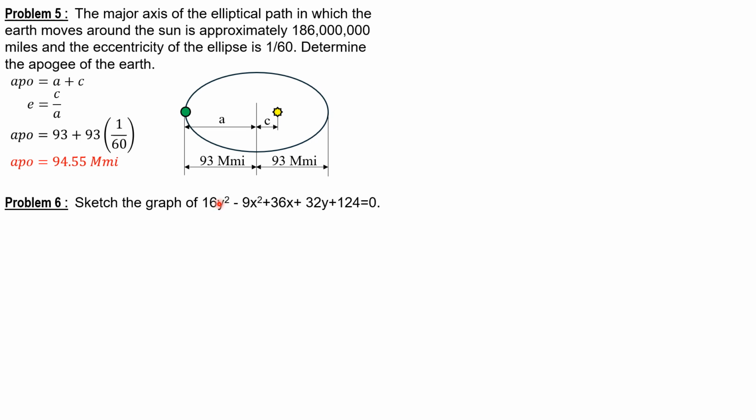So 16 times the quantity y squared plus 2y plus 1, where 1 is the square of half of 2. Half of 2 is 1, and 1 squared is still 1.